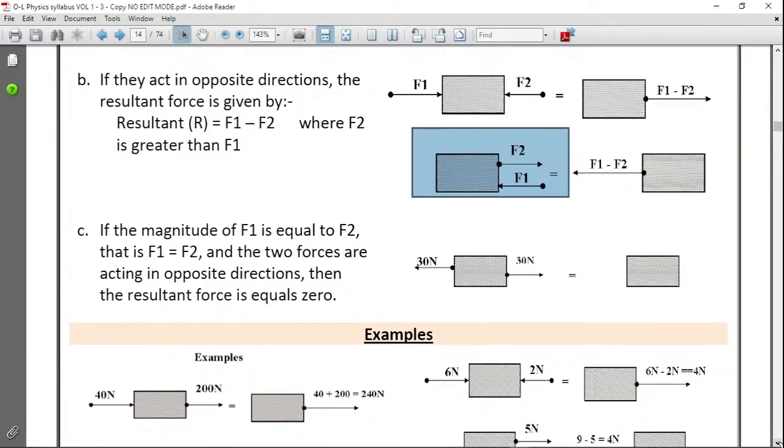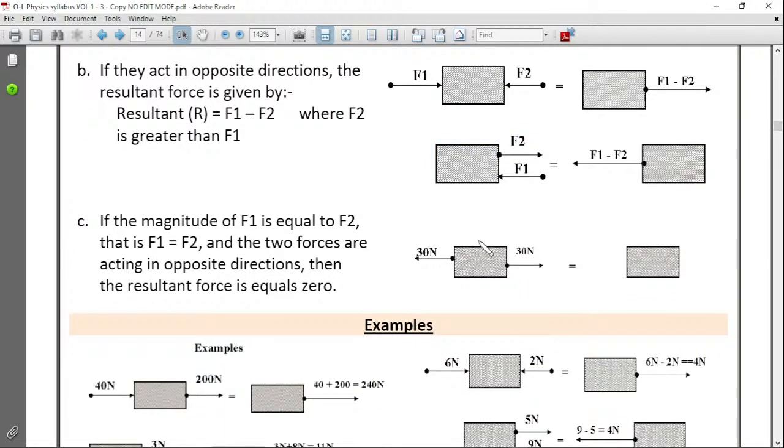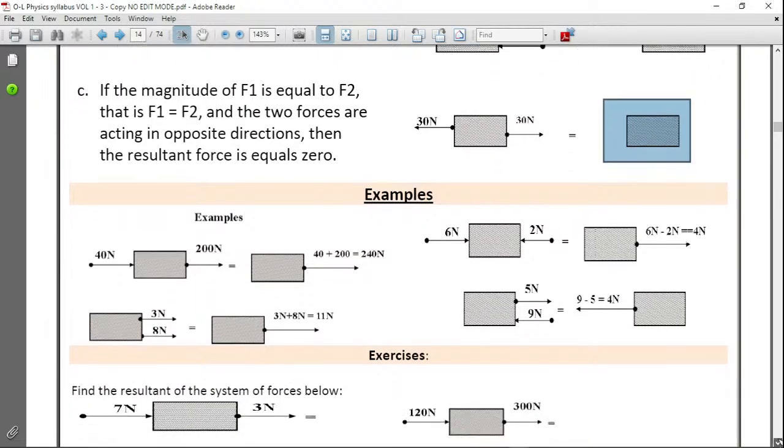Now, if the two forces act in opposite directions and have the same magnitude, look at this case. They act in opposite directions, the magnitude is the same, then the resultant force will be 0 because the object will not move. Let us look at some calculations, some examples.